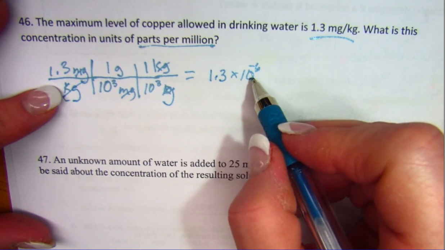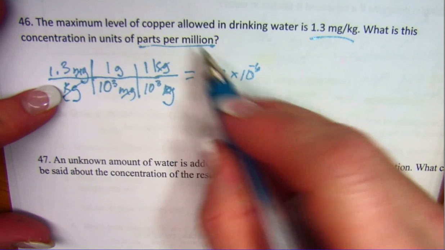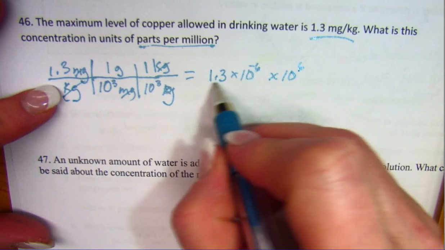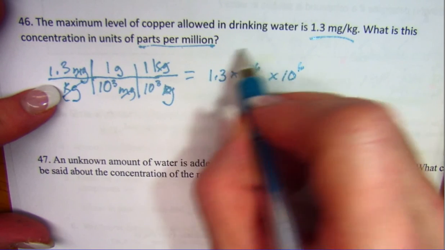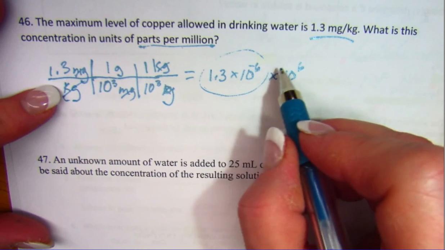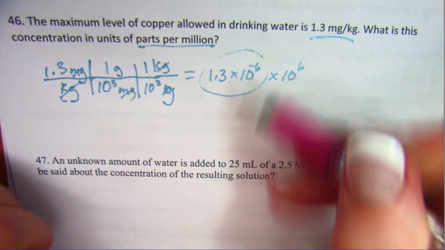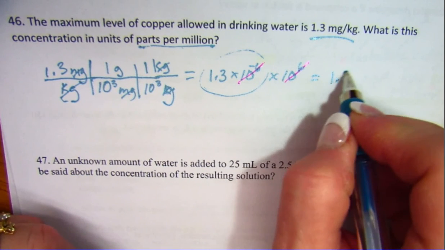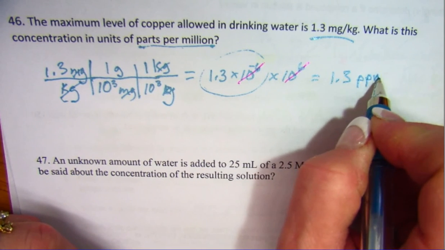Now, that is just the starting point. I need to get it in parts per million. That means I need to times it by 10 to the 6, because this whole thing right here is my fraction. When I do that, those two basically cancel themselves out, and I end up with 1.3 parts per million.